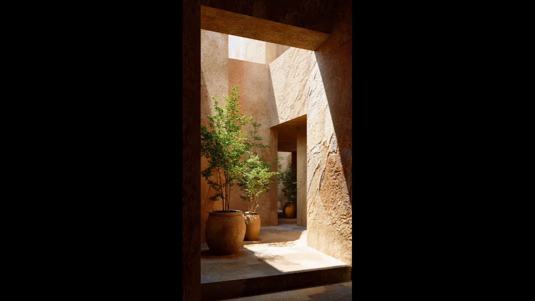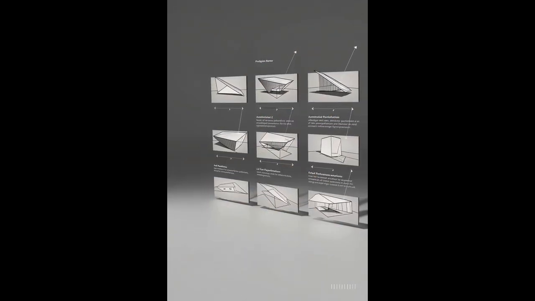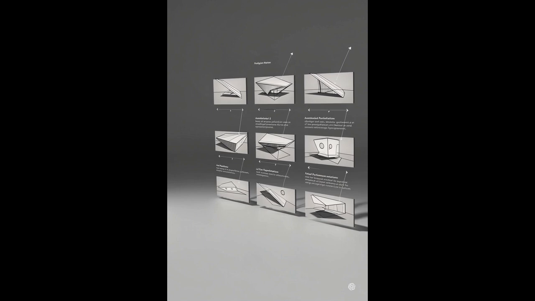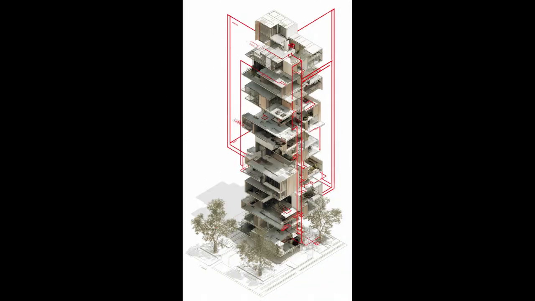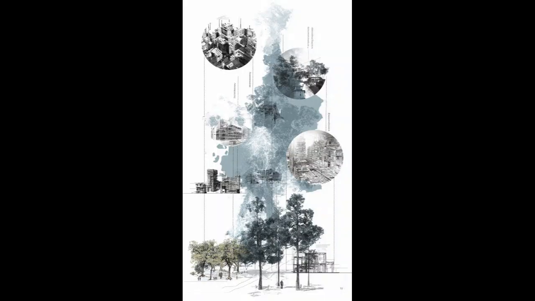One common strategy is subtraction, where volumes are carved to create courtyards, terraces, or light wells. Subtraction improves daylighting, ventilation, and spatial quality while reducing bulk. Addition is another strategy, where the building grows through modular or program-based volumes. This approach is useful for phased construction and flexible layouts. Each added volume should serve a functional purpose.